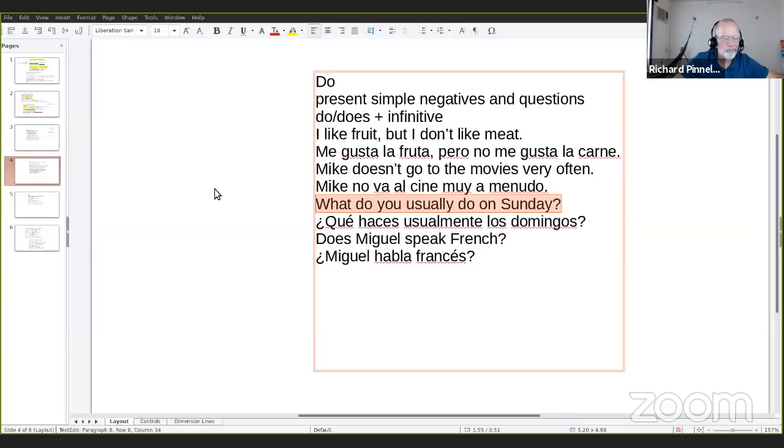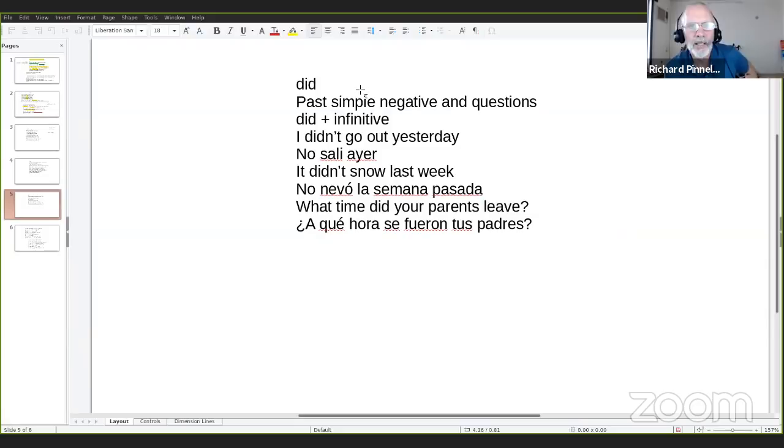Hicimos las preguntas. Vamos a seguir. Tenemos que terminar con el did. También usamos el verbo do en el pasado simple, pero tenemos que ponerlo en el pasado. El pasado de do is did. So, usamos en el pasado simple negativos y preguntas como en el presente.